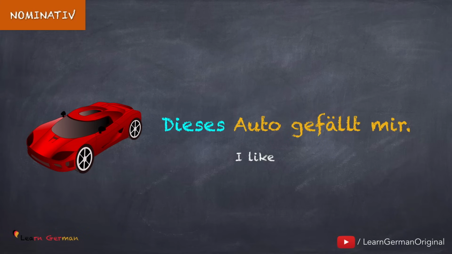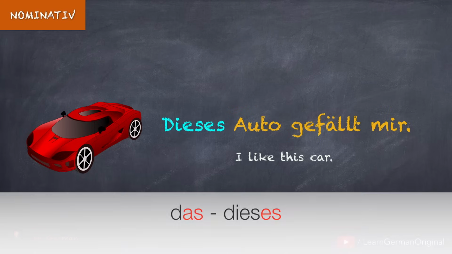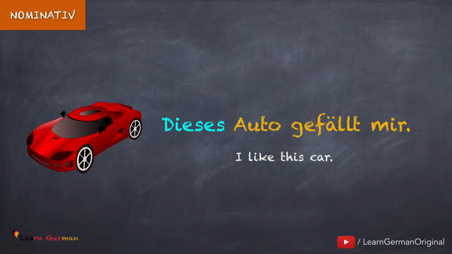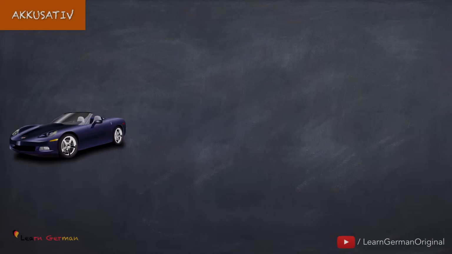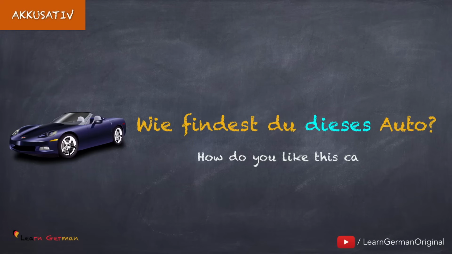And here's the first example for the nominative case. Dieses Auto gefällt mir. In this case, dieses gets the ending es instead of as from the neutral article das. Even in the accusative case, we use the same demonstrative article.